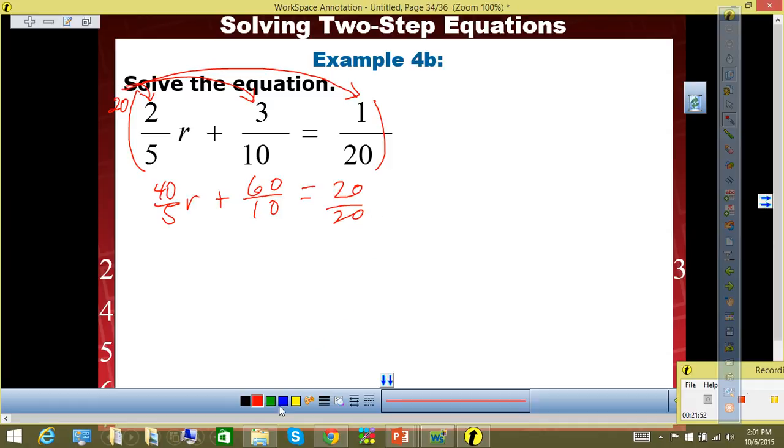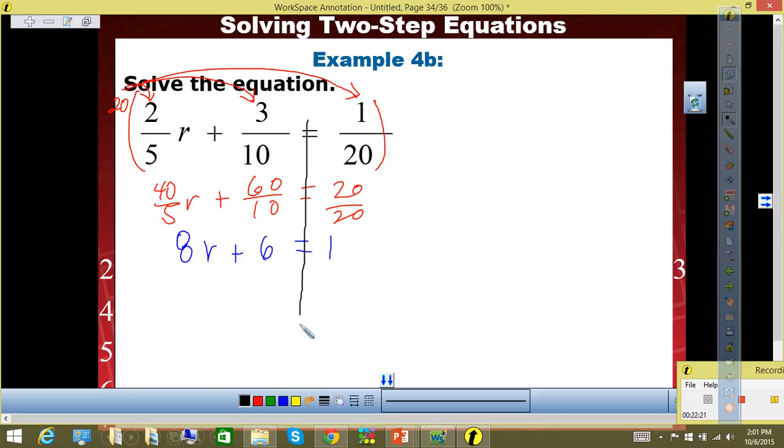Pass it to someone. Jimmy, what do we do from there? It becomes, divide it. So 40 divided by 5 is? 8r plus 6 equals 1. Pass it to someone. Marcos, what do I do from there?